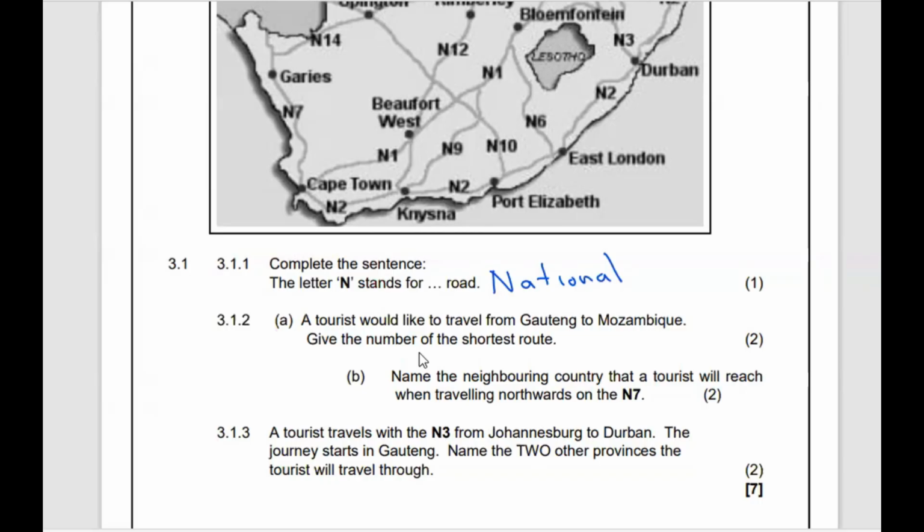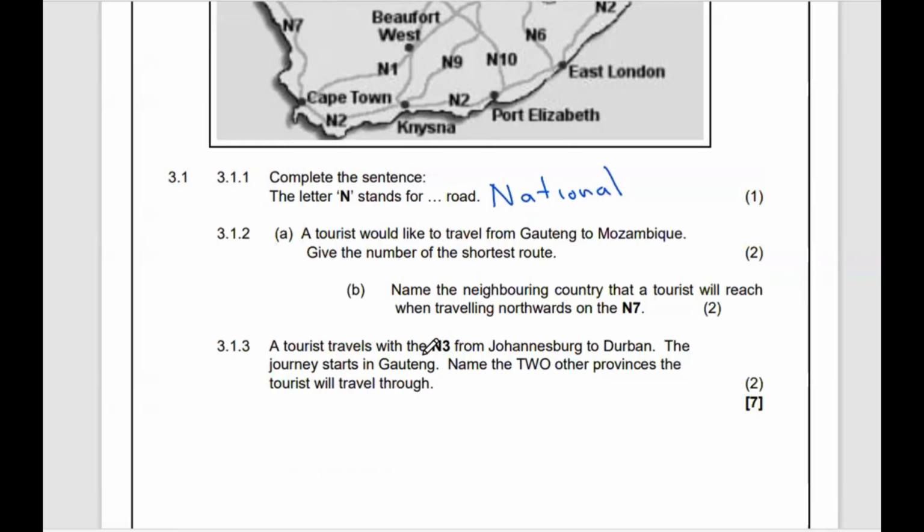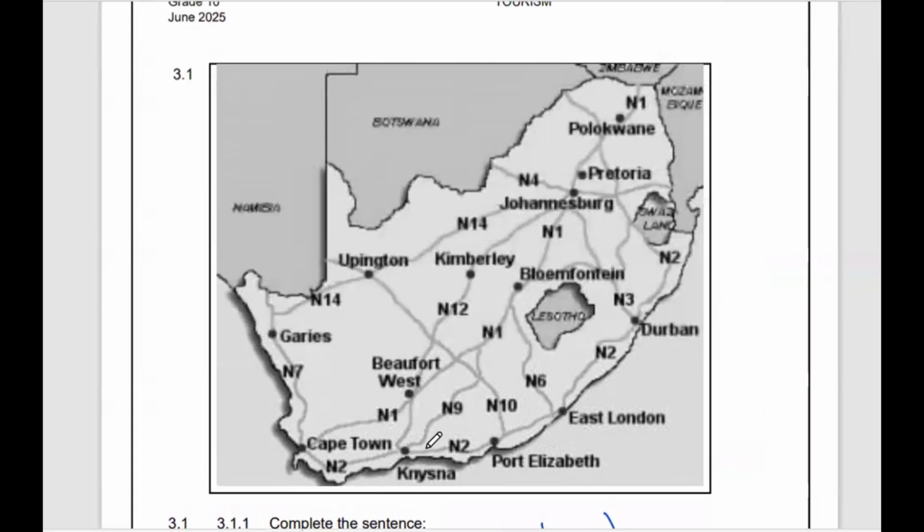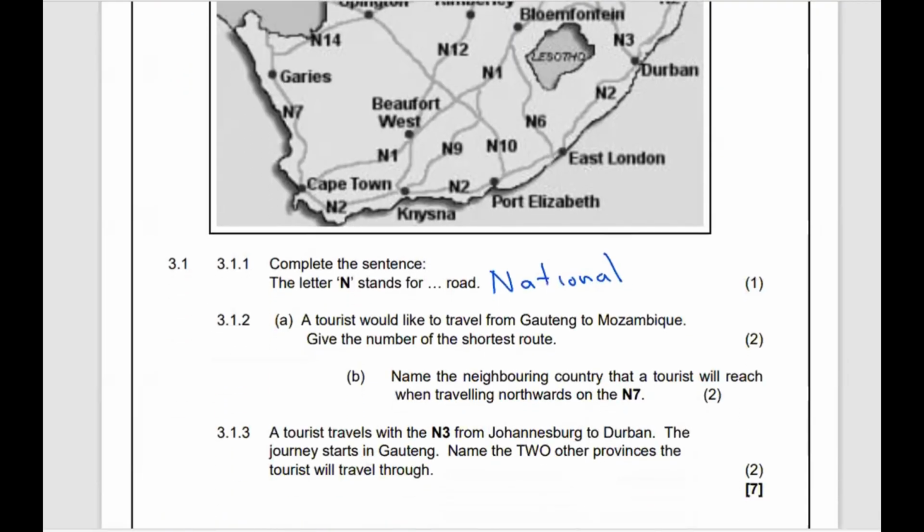Then 3.1.2 reads: a tourist would like to travel from Gauteng to Mozambique. Give the number of the shortest route. So we go back and identify Gauteng on the map. Gauteng is here. They need to travel to Mozambique, which is here. So the shortest route will be using the N4, which passes through Johannesburg, then goes straight to Mozambique. So the N4 would be the correct route to use here.